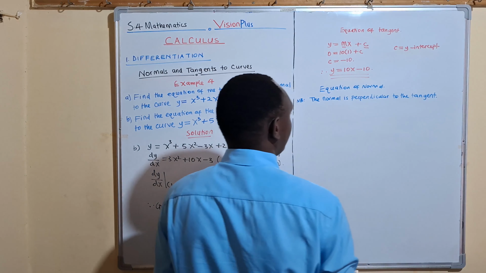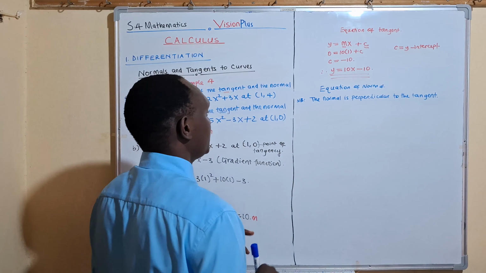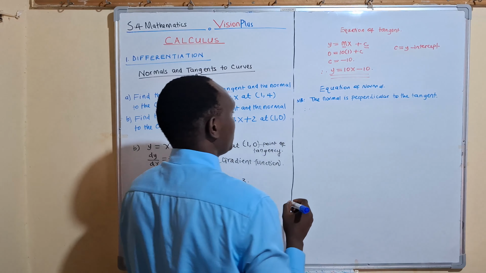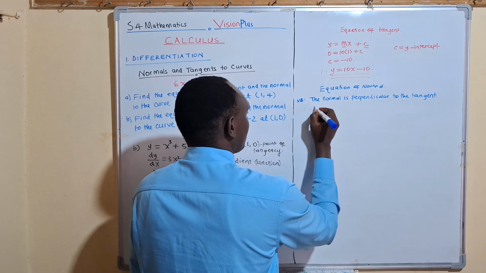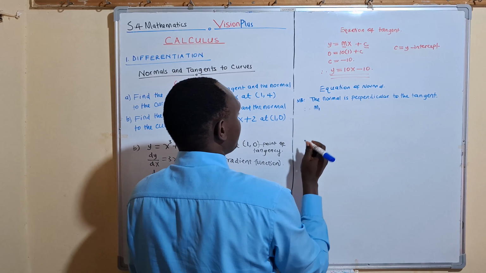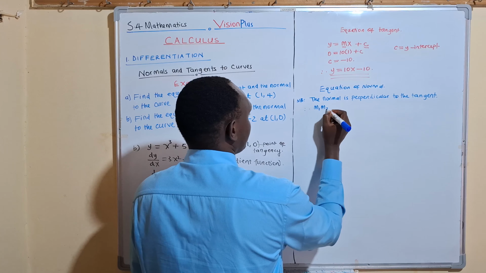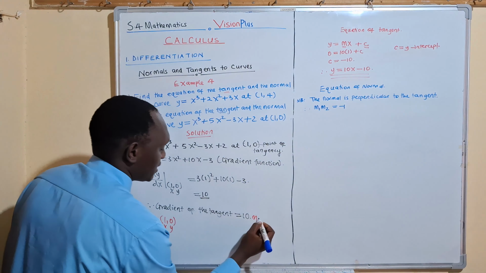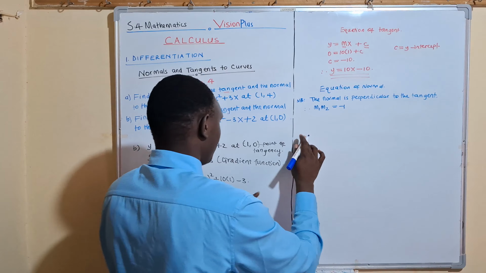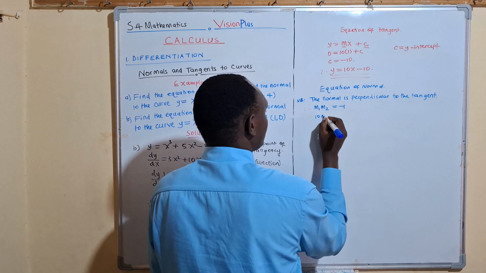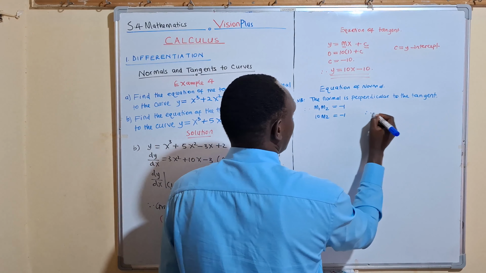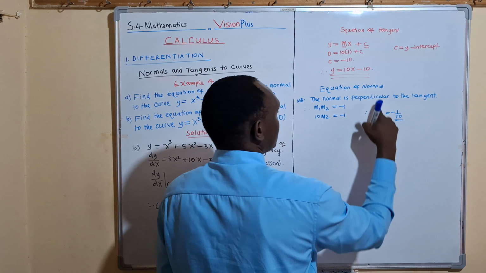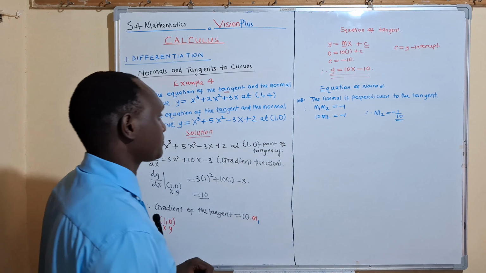It means that they are perpendicular lines, and we know that if you have the gradients of perpendicular lines, it means that the product of the gradient of the first line and the gradient of the second line equals negative 1. So let me call the gradient of the tangent m1. I substitute m1 there, so that I have 10 m2 equals negative 1. Therefore m2 is negative 1 out of 10. So m2 is the gradient of the normal.